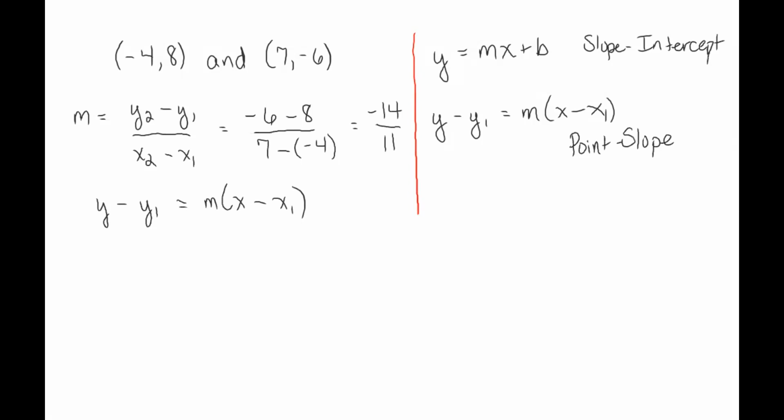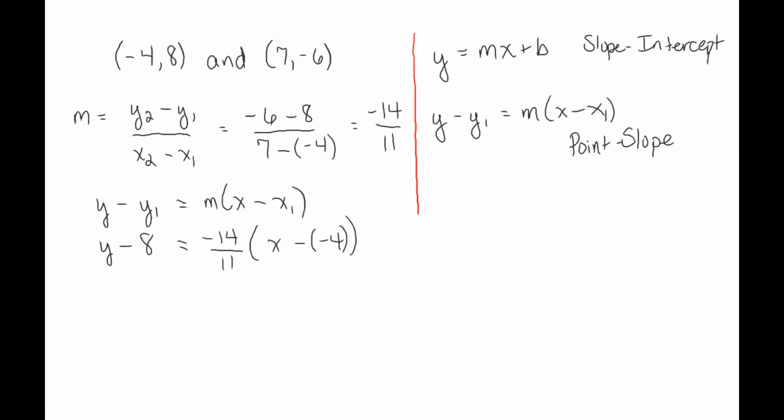Honestly, I tried both. There's the problem. So I hope you tried them one at a time. You can't put them, okay. So, let's just use the first one. It's there first, so we'll go ahead and use it. y minus 8 equals negative 14/11 times x minus negative 4.